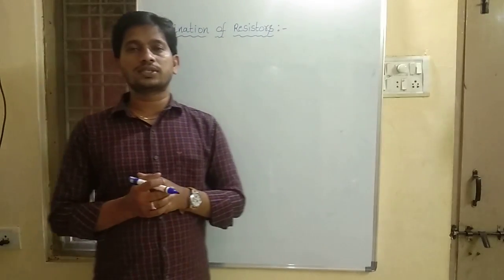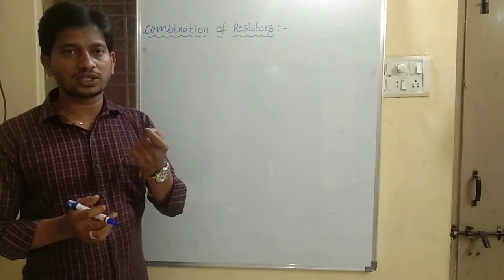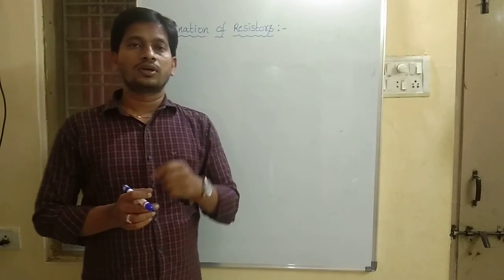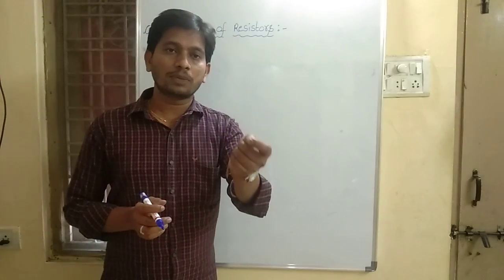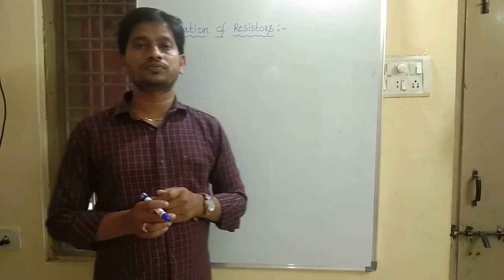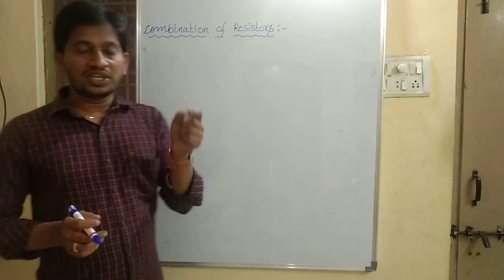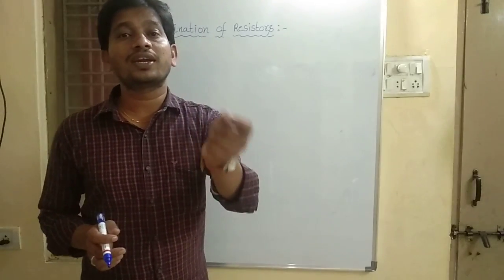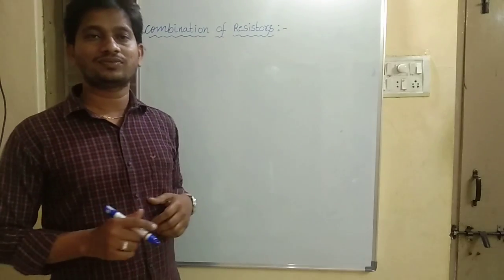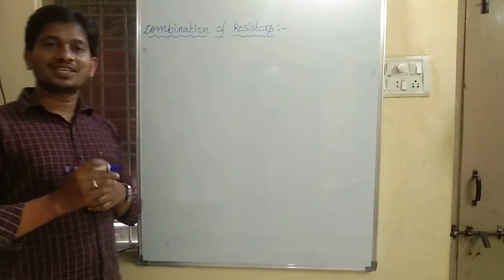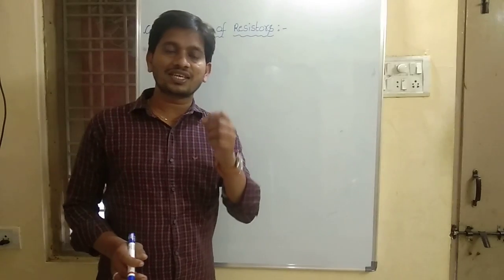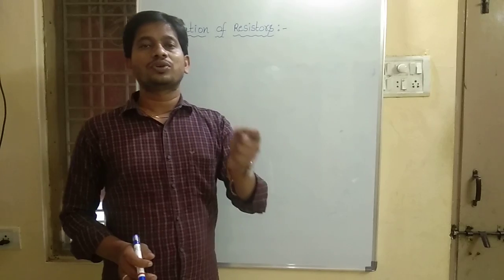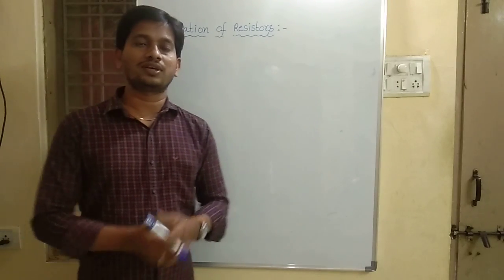Apart from potential difference, we require resistors also. Current in the circuit also depends upon resistors. So it is necessary to combine resistors to get the required amount of current in the circuit. Sometimes it is necessary to combine two or more resistors in the circuit to get the required amount of current.